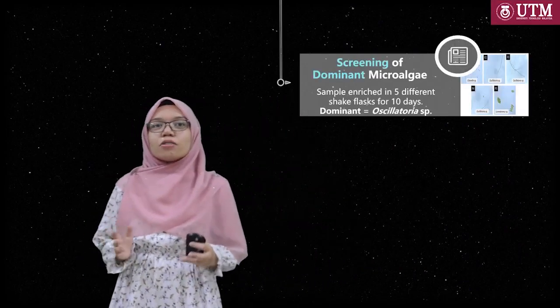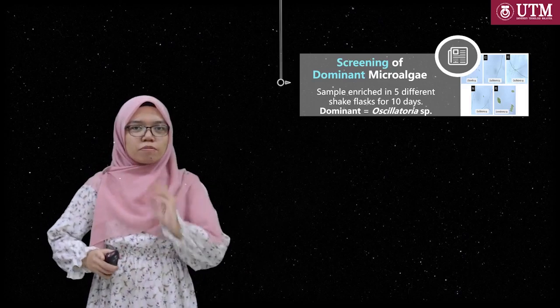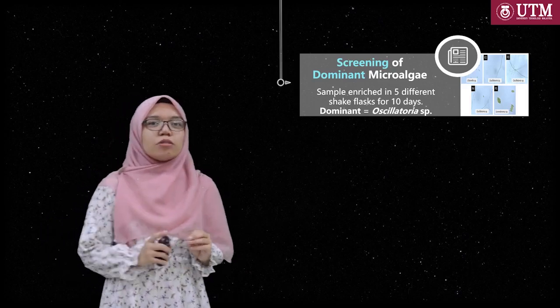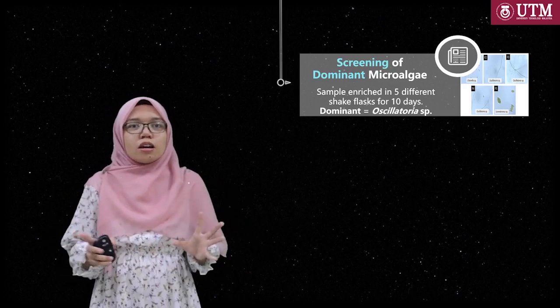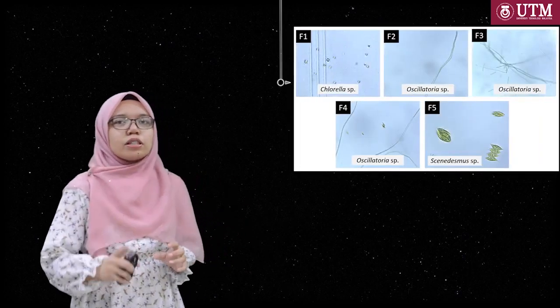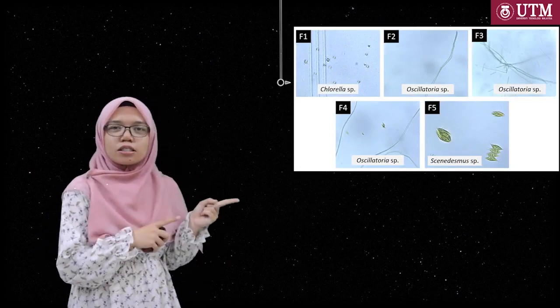And since there was an abundant microalgae population, samples were enriched in 5 different shake flasks containing BG11 with fixed temperature and light intensity for about 10 days. Overall, we can initially predict that Oscillatoria species will be the dominant species because of this.